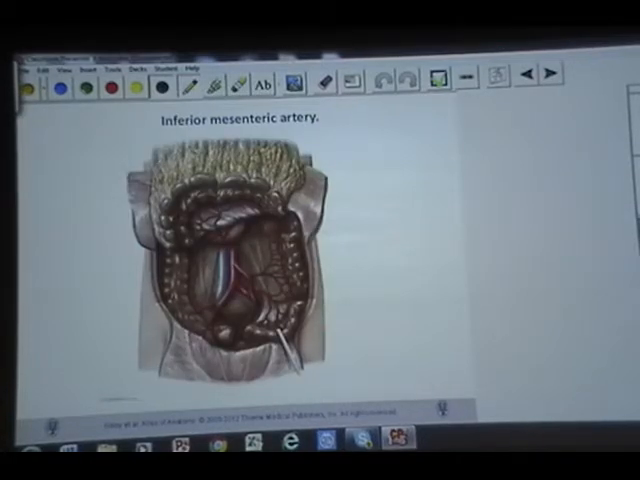And here's the inferior mesenteric coming over here to the sigmoid colon. These are sigmoidals, to the left portion of the colon, the left colic flexure. So this is the left colic. And then we see some of the arteries coming to the right. Here's the middle colic.